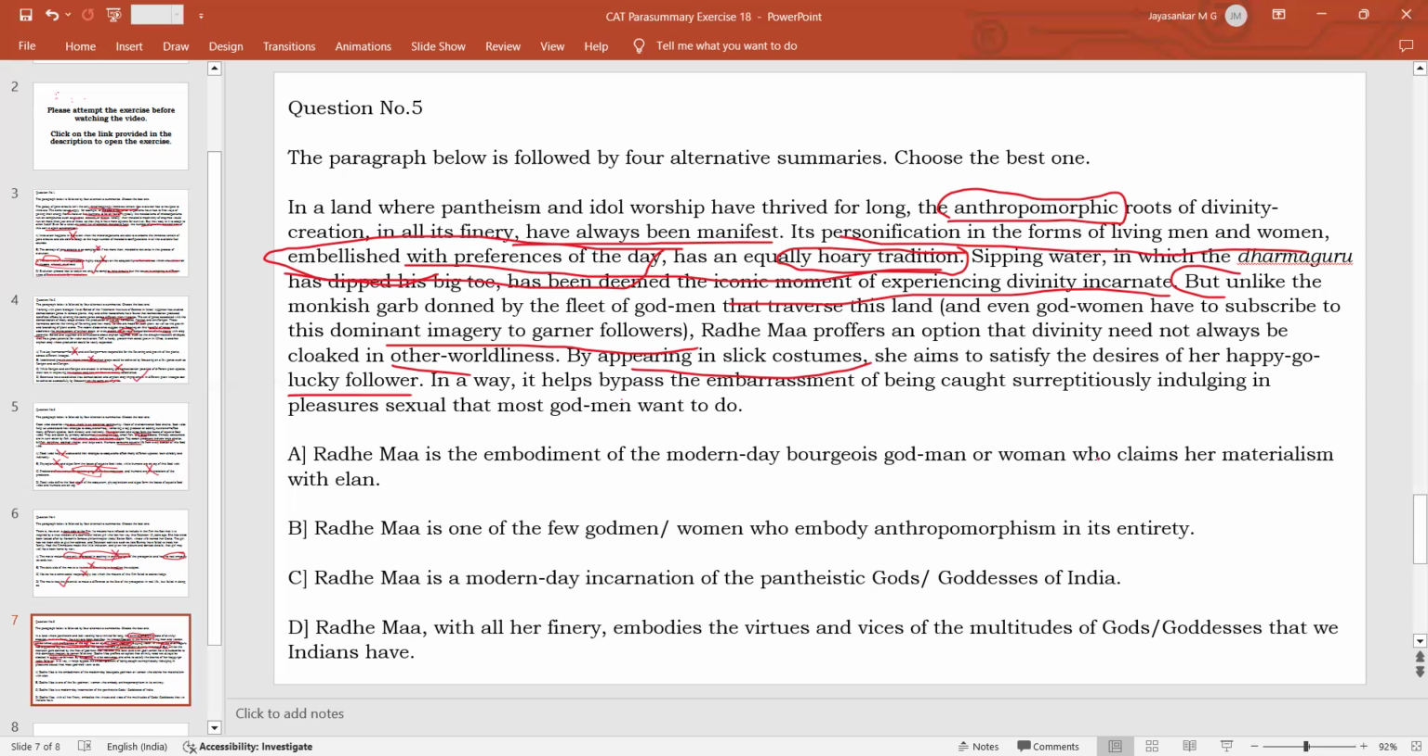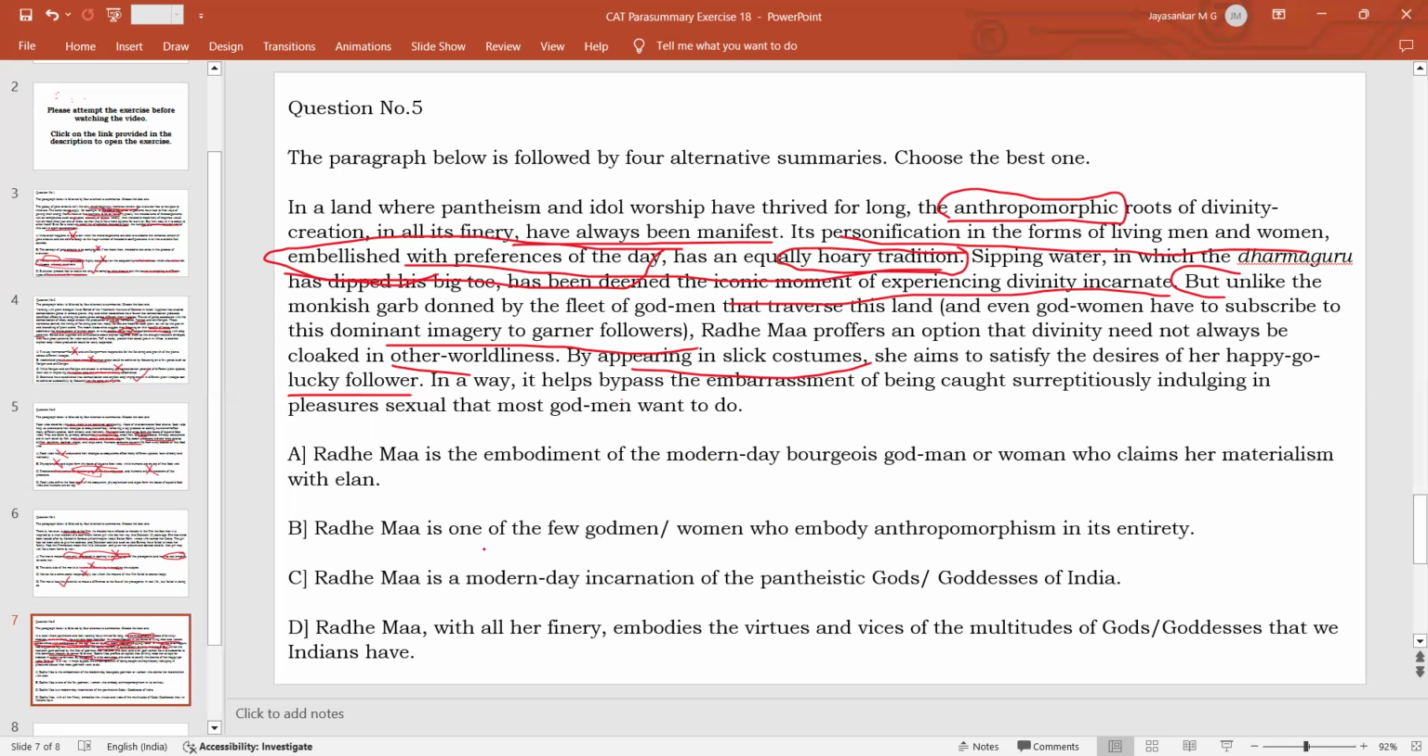Correct. So what is bourgeoisie? Anybody who believes in physical pleasures or physical acquisition of wealth is bourgeoisie. So we have seen that Radhema is a bourgeoisie because she is also indulging in physical pleasures. And she claims her materialism with elan, meaning she does not have any problem in projecting herself as materialistic. That is why she is dressing herself up in fashionable clothes. So this is a good answer. She is the embodiment of the modern day bourgeoisie godman or woman. Correct.